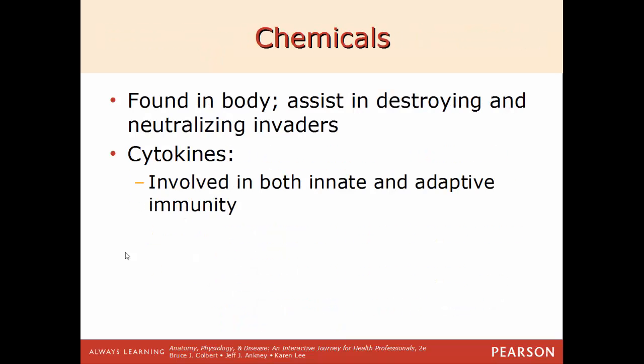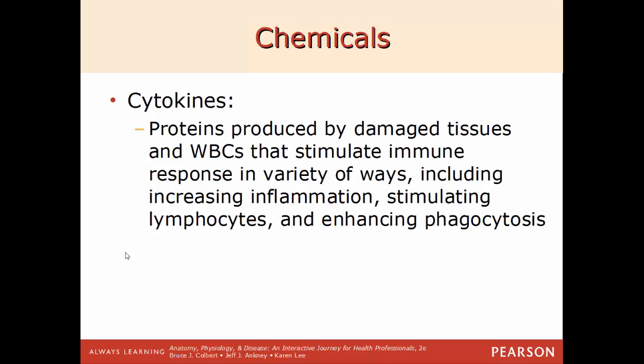All right, now I'll move on to various chemicals found in the immune system. These chemicals are used to assist in destroying and neutralizing invaders. The first one, cytokines. These are involved with both the innate immune system and adaptive immunity. Cytokines are proteins produced by damaged tissues and white blood cells that will stimulate the immune response in a variety of ways, including increasing inflammation, stimulating lymphocytes, and enhancing phagocytosis.